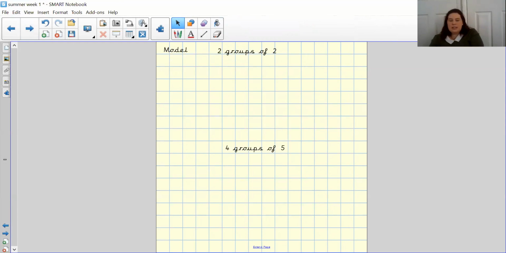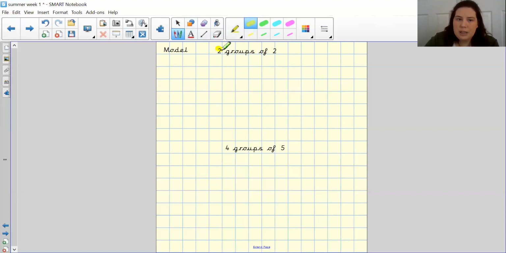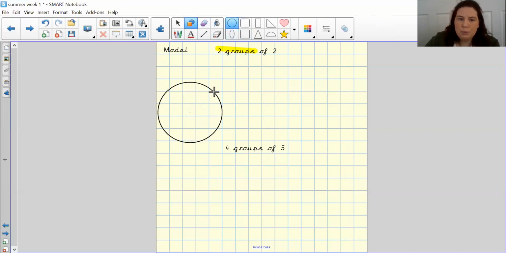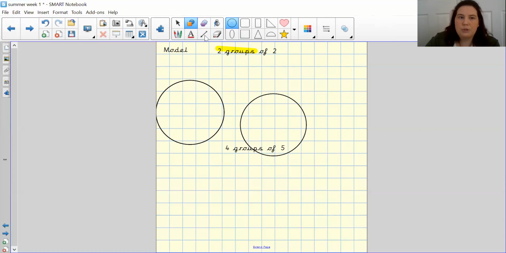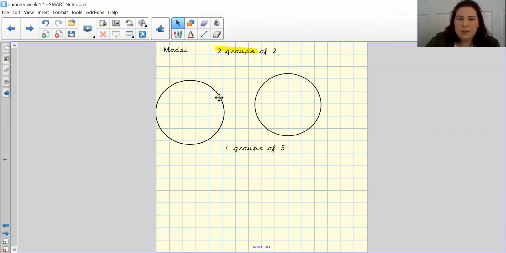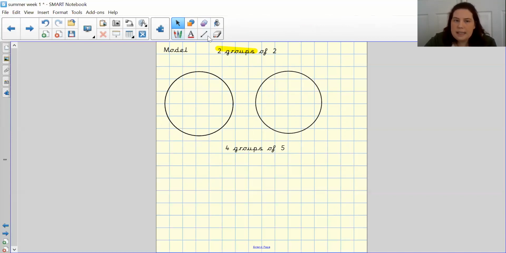So I'm going to model, if you didn't have any templates at all and you were asked to make 2 groups of 2, I'm now going to show you how to do that. So first of all, we look at how many groups we need to make. So the first part of the question you need to focus on is the first bit here. 2 groups. So that means I have to draw 2 groups. 1 group, 2 groups. Okay, so you're going to draw 2 big enough circles that we can see. Okay, and then it tells you at the end how much is going to be in each circle. So of 2. So that means I need to add 2 into each.